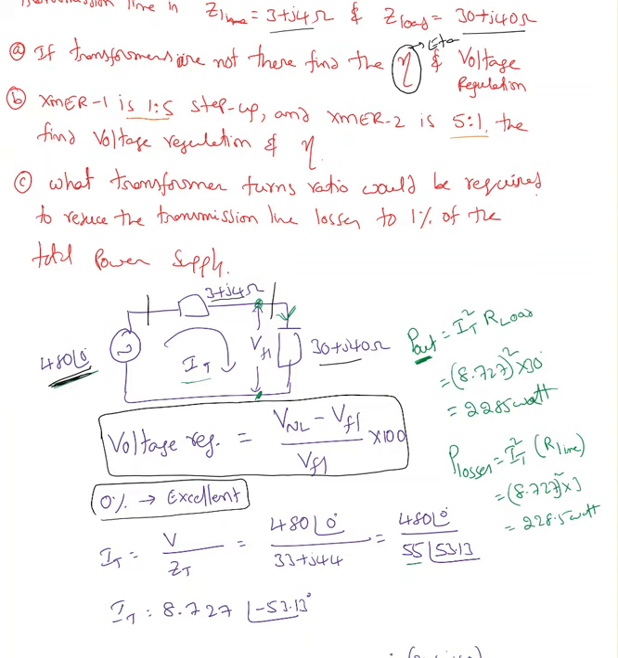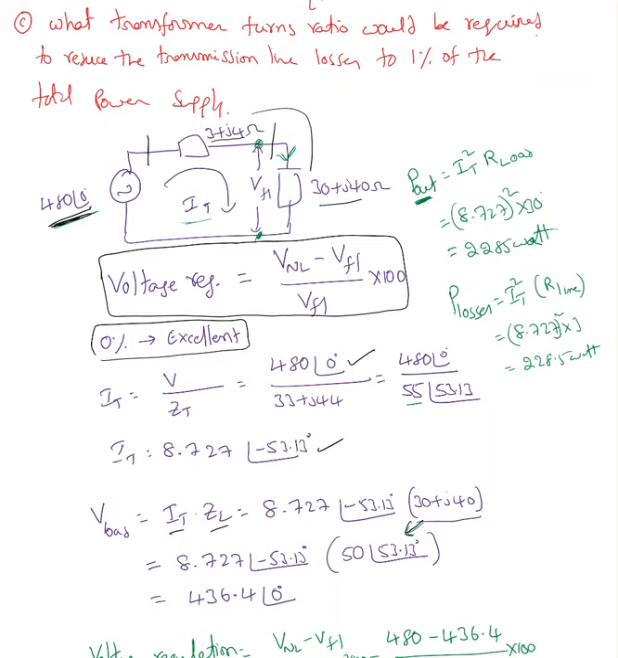Now the load voltage is I total times Z load. So I multiplied those two. 30 plus j40 converted into polar format is 50 at an angle of 53.13. I end up with 436.4 at an angle of 0. Most of the cases, this angle is going to be 0 or close to 0, minus 2 degrees, plus 2 degrees, something like that. So we can ignore that angle.